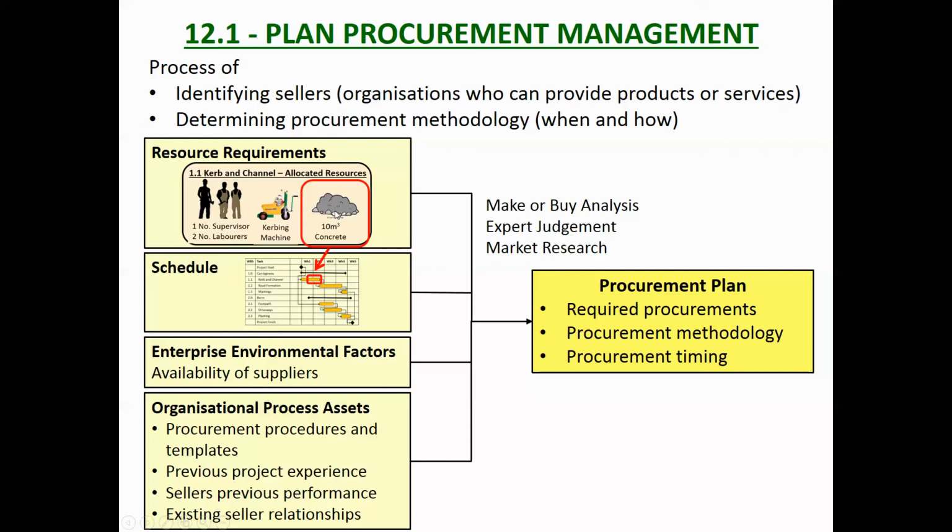So the resource requirements are the resources you need to acquire. So that's from that time planning thing we were looking at. The schedule, when you need them. Enterprise environmental factors would be the availability of suppliers, the availability of people that can provide the service or the material. How far do you have to go? So for example, in Auckland, if you want aggregate, you have to travel quite a ways outside of Auckland to find a quarry that will supply the aggregate. So how far away is it, and what are the difficulties of getting the material to the site?